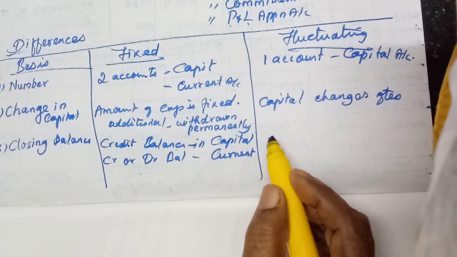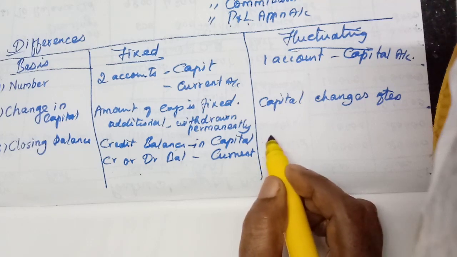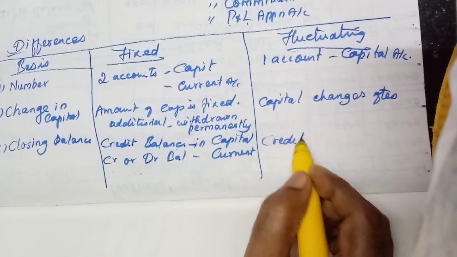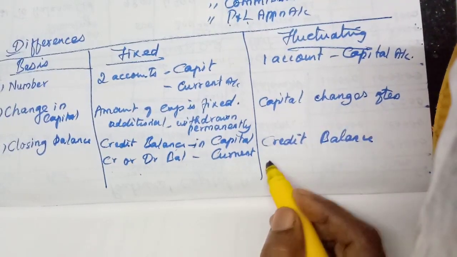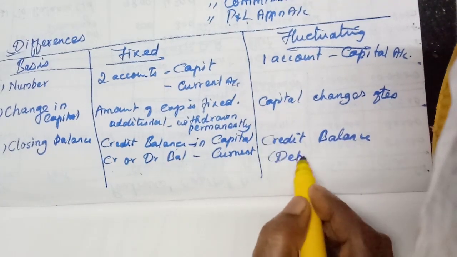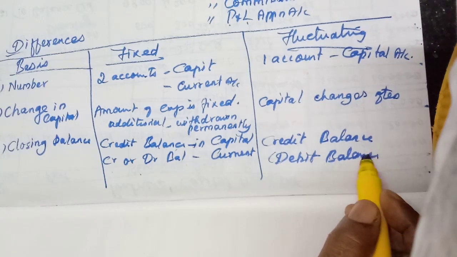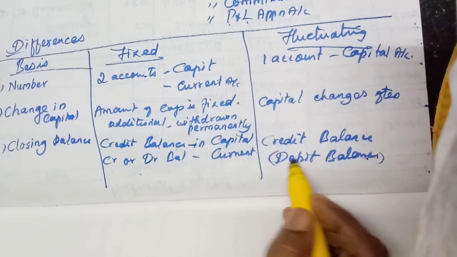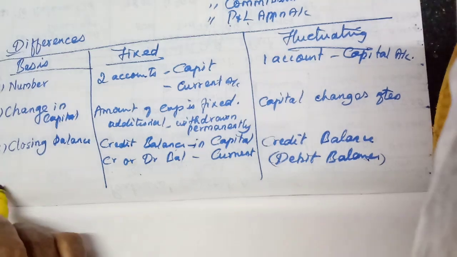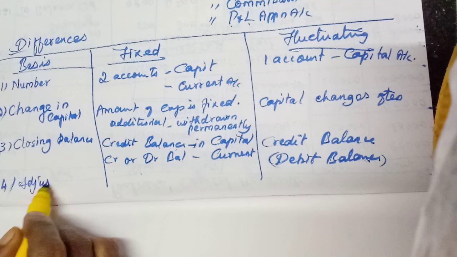Okay, here in the fluctuating method, mostly they will have only credit balance. Sometimes it may have debit balance also, because if a partner withdraws more amount, he may get debit balance. It may show a debit balance sometimes, very rare. Understood? Then the fourth point is the adjustments, where we do the adjustments.